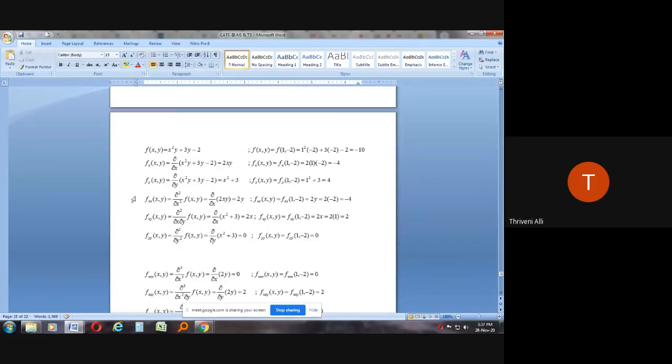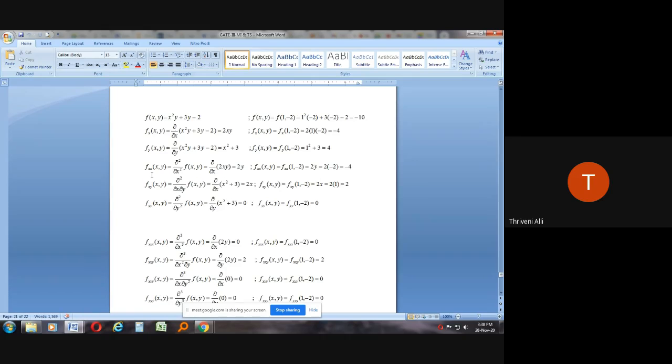So we have the derivatives. fy of x comma y is the partial differentiation with respect to y of x square y plus 3y minus 2. So we differentiate with respect to y, treating x as a constant. That is x square into 1 plus 3 into 1 minus 0. That is x square plus 3.